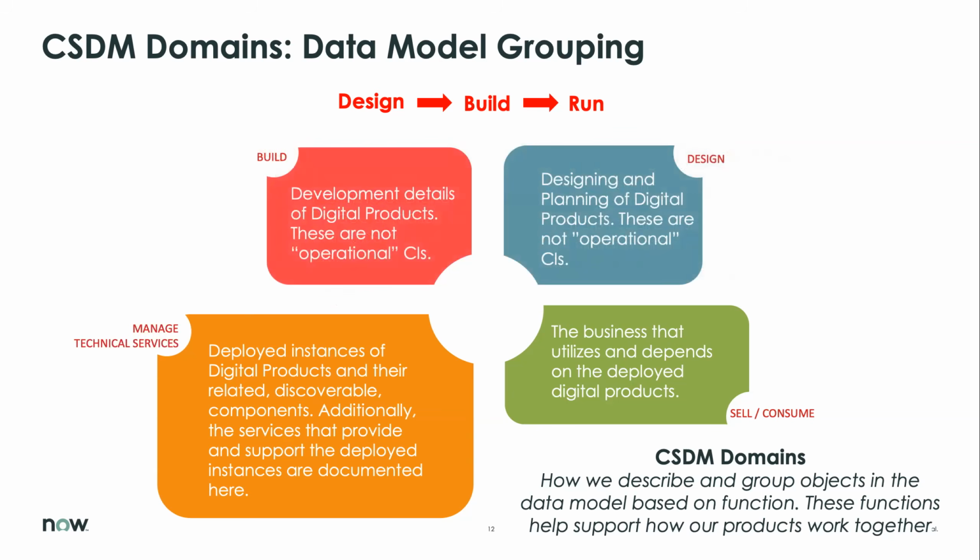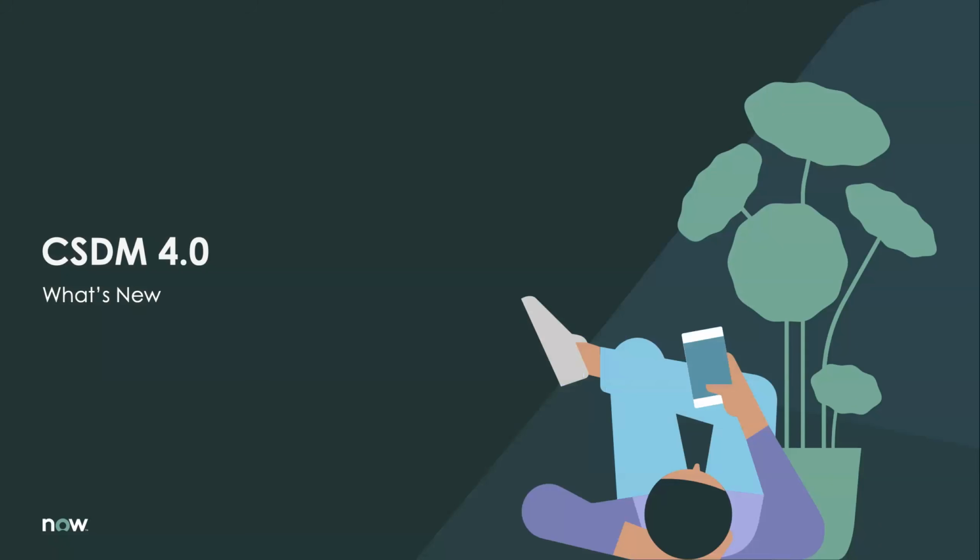So that's the new addition to the Common Service Data Model. We've added in a new domain called build. And these are the development details of our digital products. And like the design domain, these are not operational CIs. So let's look at what we mean by CSDM 4 and just jump right in.